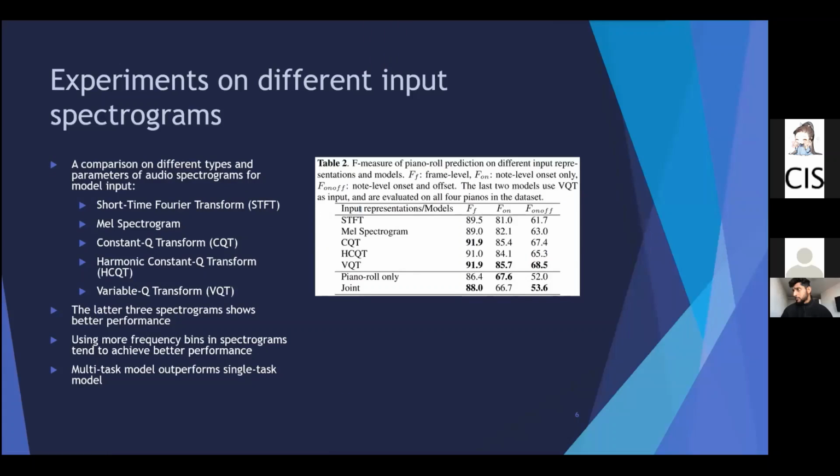We did 2 experiments. The first one is on different input spectrograms. We made a comparison between different types and parameters of audio spectrograms for model inputs, including STFT, Mel spectrogram, CQT, HCQT, and VQT. We provide results in the right table, which shows that the latter 3 spectrograms show better performance, and VQT shows the best. By testing different parameters, we found that higher frequency bins tend to give better performance, and the multitask model outperforms the single task model.